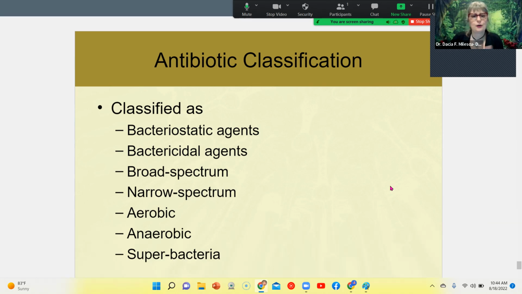You don't want narrow spectrum if you don't know what the wound is carrying. If you don't know what the wound is carrying, you don't do a narrow spectrum until you get the culture and sensitivity report back. You do a broad spectrum, get the culture and sensitivity report back through the Bauer-Kirby test, and then you can figure out a narrow spectrum antibiotic to kill specifically the bacteria in that wound.